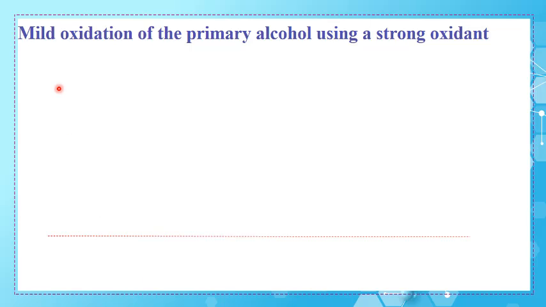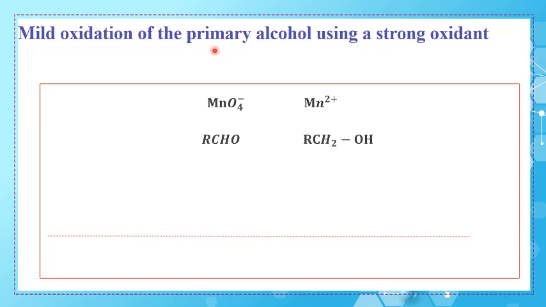Let's consider the mild oxidation of the primary alcohol using a strong oxidant. I repeat, a primary. As we said, it's a typical redox reaction. So we have to follow the gamma rule. Look here, MnO4- is the strongest oxidizing agent that reacts with the most reducing agent, which is the primary alcohol, to obtain aldehyde and Mn2+.